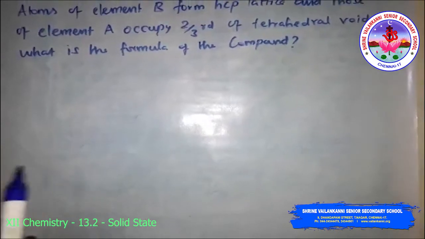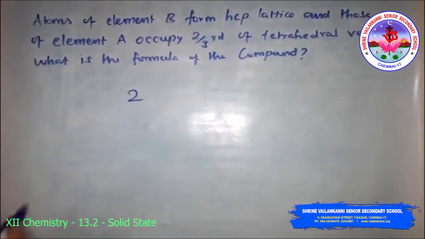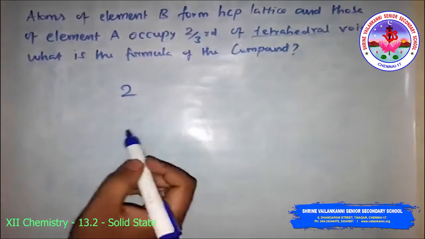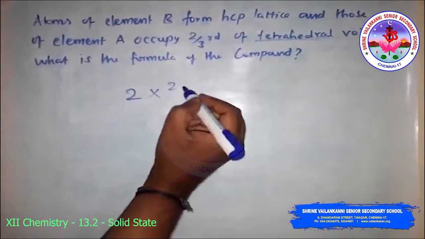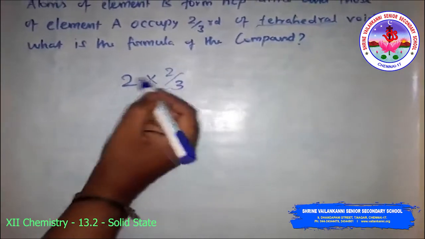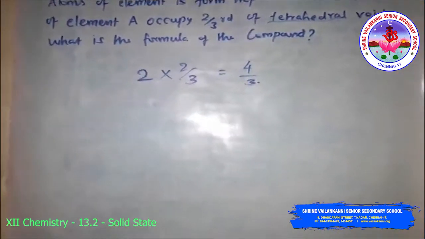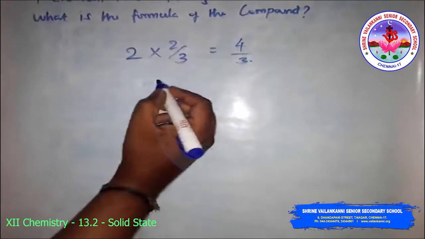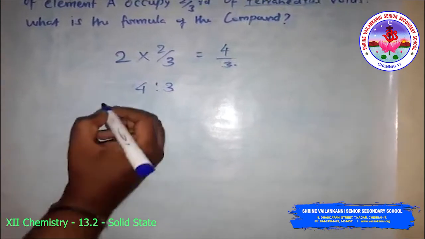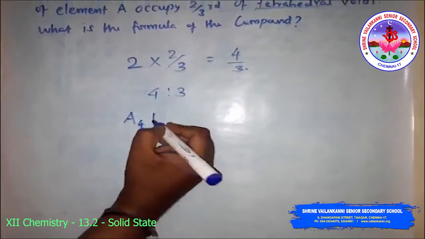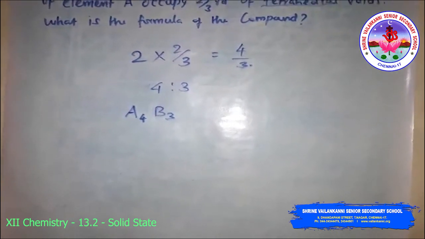So take the number of B atoms as 1. The tetrahedral voids generated are 2, and the occupation is 2 by 3rd. So here 2 into 2 by 3 is 4 by 3. So the ratio can be written as 4:3. A is 4 and B is 3. The formula of the compound is A4B3.